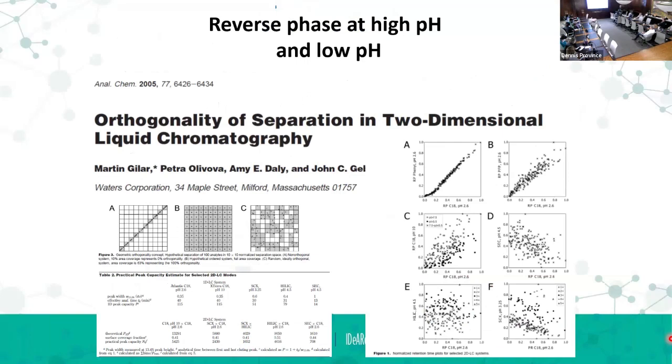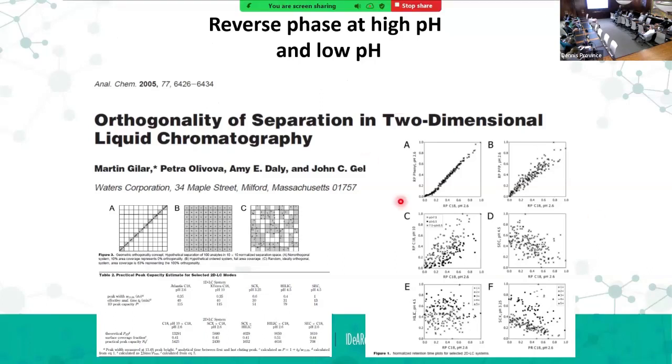That's what I want to talk about just a little bit. This first came out, and like any other technique, it takes researchers 10 or 15 years to realize something is really analytically useful. I remember seeing these papers in the early 2000s on reverse phase separation using different pHs, and I thought it was not impressive.